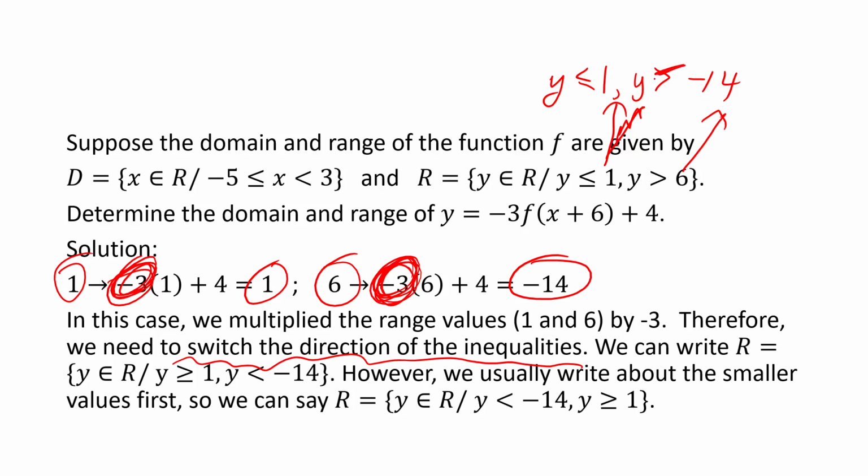Instead of putting greater than -14, we need to put less than. Instead of saying less than or equal to 1, we need to say greater than or equal to 1. Okay? But as a final little piece in terms of mathematical courtesy, we like to put the smaller numbers first. So instead of saying y greater than or equal to 1 and then making the person go back to y less than -14, it's kind of courteous to say it in order from least to greatest.